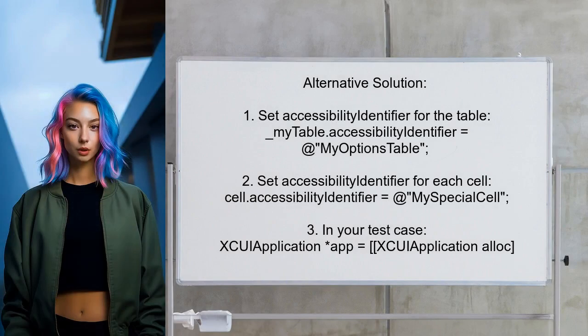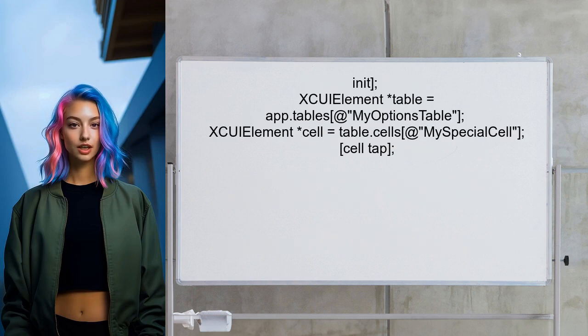An alternative approach provided by another user involves setting accessibility identifiers for your table and its cells. First, in the view controller's viewDidLoad method, define the table's accessibility identifier. Then, in the cellForRowAt indexPath method, assign an accessibility identifier to each cell. Finally, in your test case, retrieve the table using its identifier and tap on the specific cell.